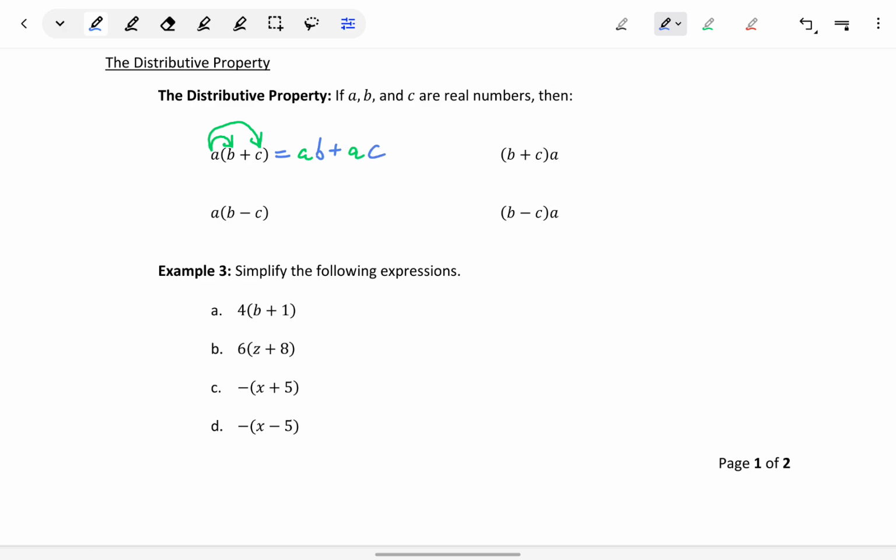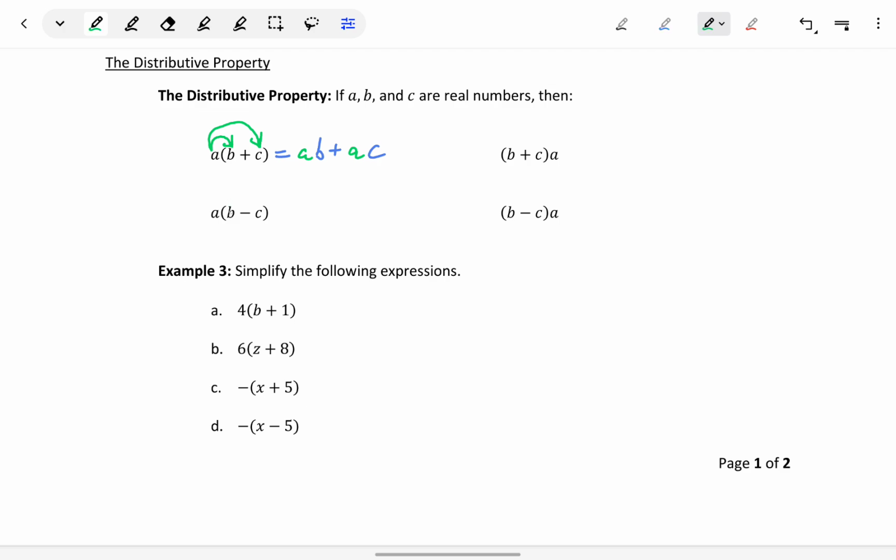Now what we've done is created a new problem which would start off with two multiplication steps, A times B and A times C, and then the last step would be adding those results together. So we still follow the order of operations, but if we apply the distributive property first, we can rewrite or modify that problem without changing the value of the expression.